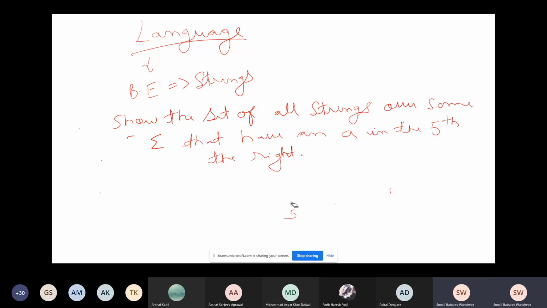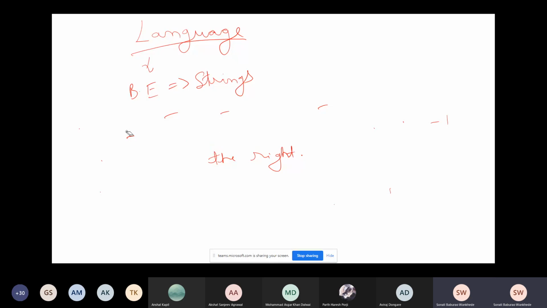Now there are certain set operations. You have to be very clear with the set operations, guys. You had performed these set operations before. What were those operations? You had union, intersection, complement, difference. So all the set operations like union, intersection, complement, and difference can be applied on languages as well.